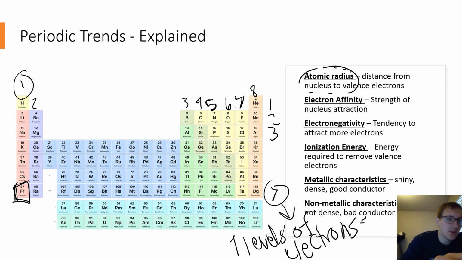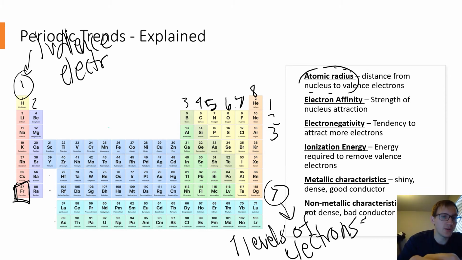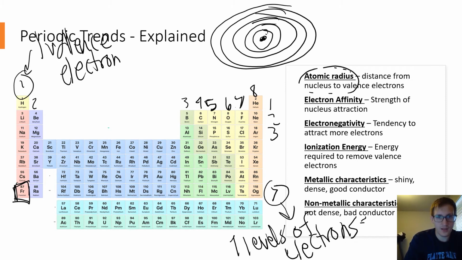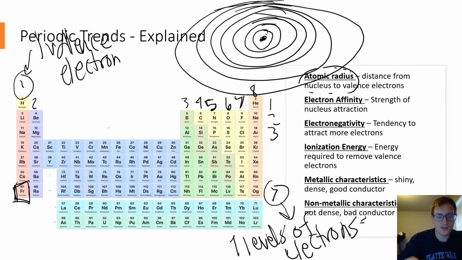The periods, so this 7 means that there are 7 levels of electrons in the atom. This 1 means that there is one valence electron, so one outer electron. If you imagine on our Bohr models, let's say that's the nucleus, that's one level, 2, 3, 4, 5, 6, 7. I didn't really have room to draw all 7 there, but anyway, francium has 7 levels. Everything in the 7th period has 7 levels, and it also only has 1 in its outer shell.